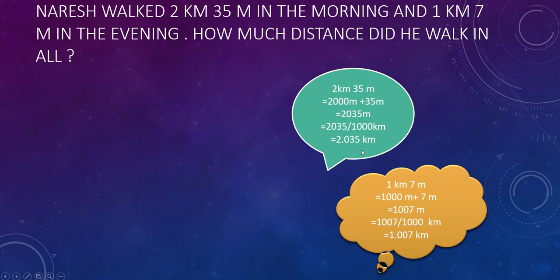Now I have converted 2 kilometer 35 meter into kilometer only, and I need the decimal, so I have this decimal point also. Same in this second part, I have 1.007 kilometer. I have both the units the same, kilometers. I am not doing work with both the units, kilometer and meter. I am doing work with a bigger unit. Please keep in mind.